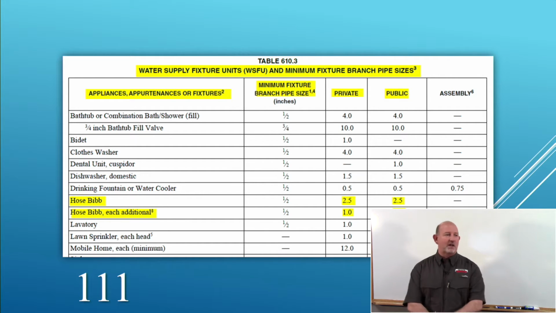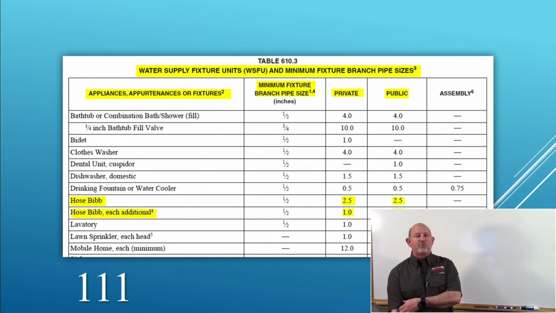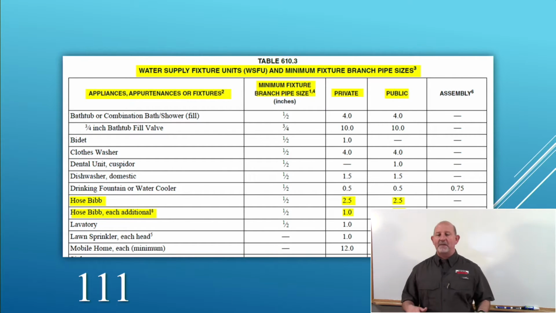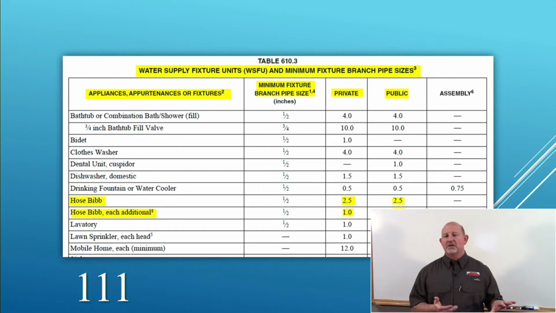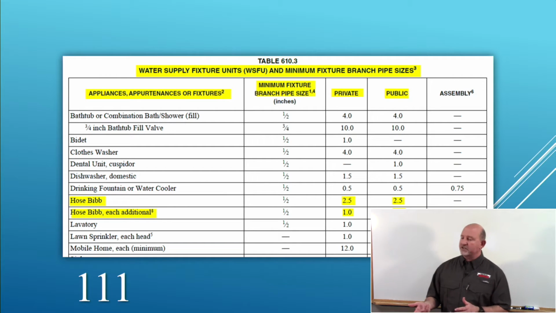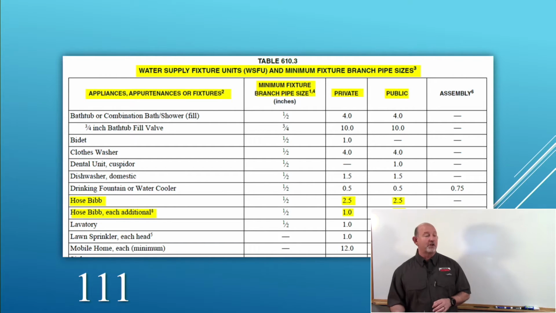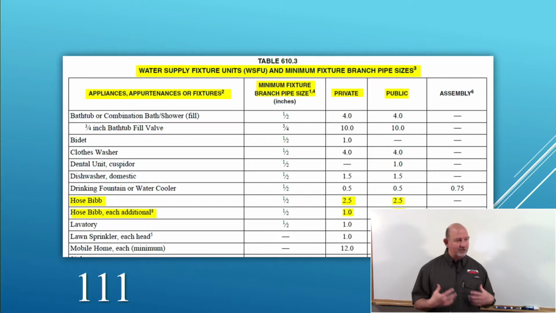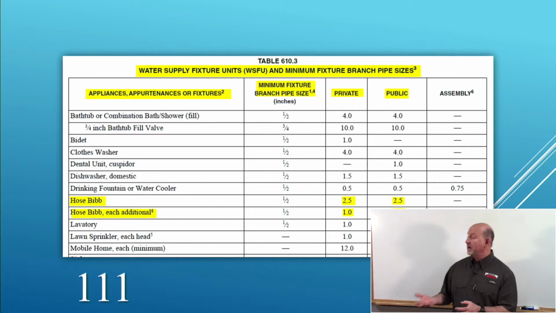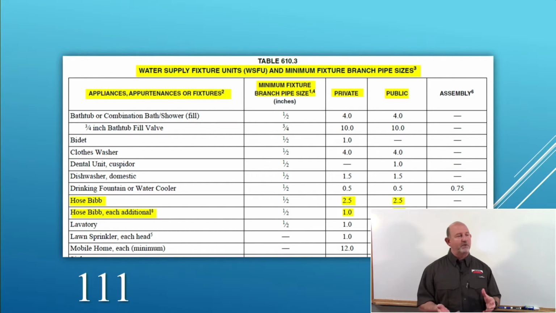So go down your first column, that's your appliance, appurtenance, or fixture. For example, I got a bathtub or a combination bath shower fill. And then the next column, minimum fixture branch pipe size, 1/2 inch. That means to feed that bathtub or combination bath shower fill, we've got to be at least a 1/2 inch pipe going to that. And then the next column is private. That's another way to say residential. My house is private, my office is public, right? So private would mean residential, public would mean commercial or industrial.